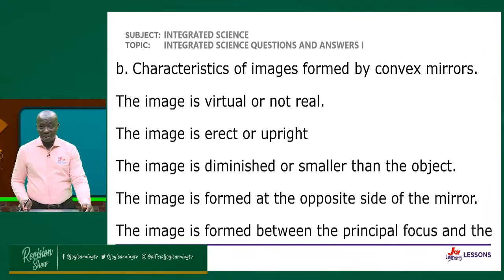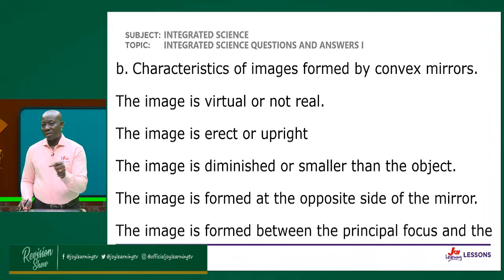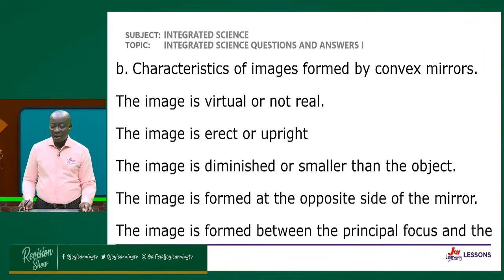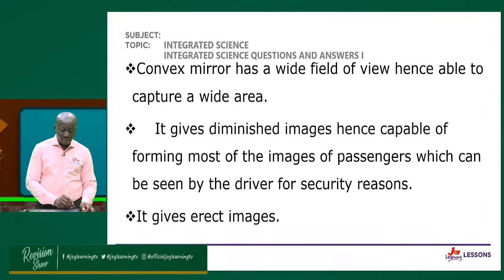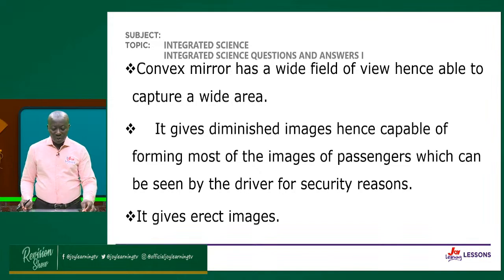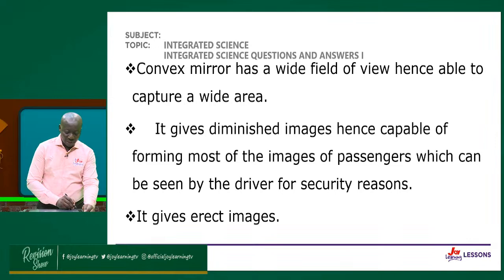The image is diminished, which means that the image is smaller than the object. And the image is formed at the opposite side of the mirror. And the last one, the image is formed between the principal focus and the pole of the mirror. Convex mirrors also have a wide field of view.